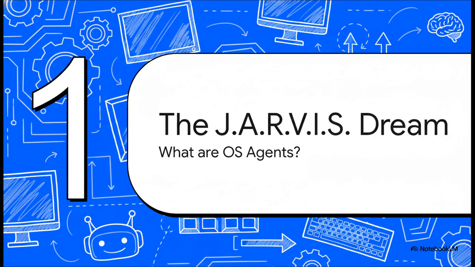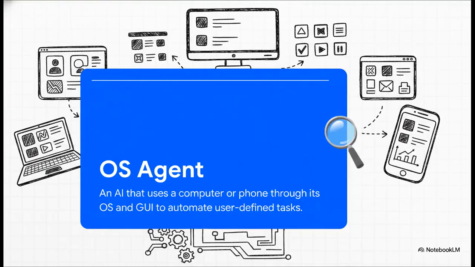What in the world is an OS agent? Let's get a really clear definition. Okay, this is the key thing you need to get. An OS agent works just like a person. It doesn't need any special backdoors or fancy APIs. It literally sees your screen, understands the icons and the text, and uses the same graphical user interface, the GUI, that you do to get things done. And that goes for your laptop, your desktop, or even your phone.